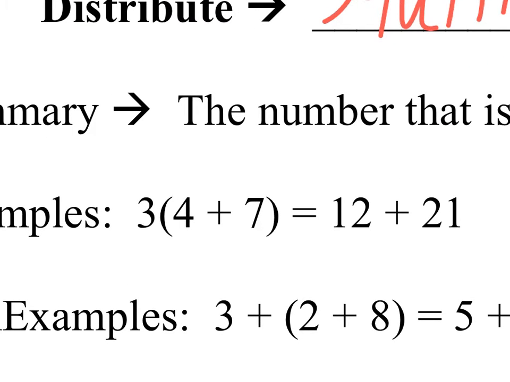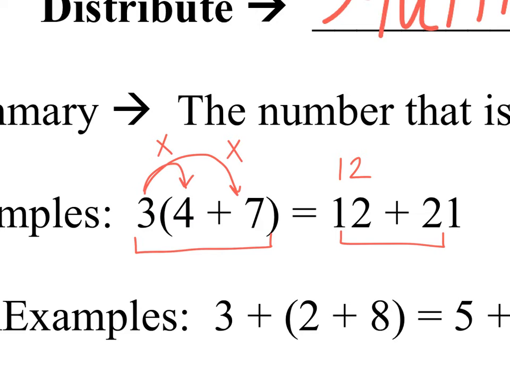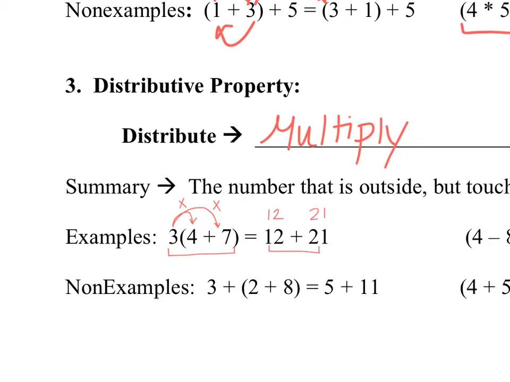So here's how we go from 3 times 4 plus 7 to 12 plus 21. I draw an arrow from my 3 to my 4, and I multiply. That gives me a 12. I draw an arrow from my 3 to my 7. I multiply. That gives me a 21. That is an example of the distributive property.